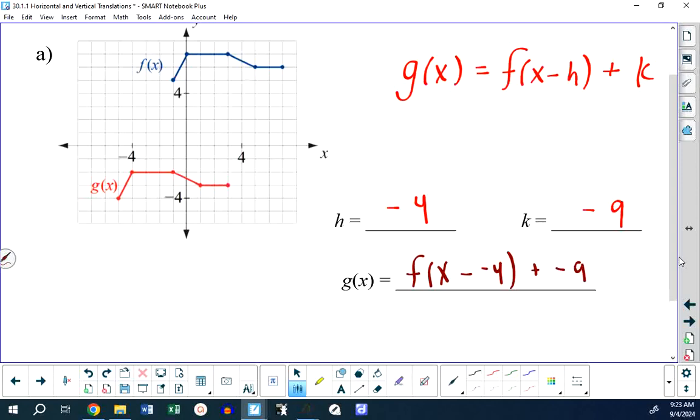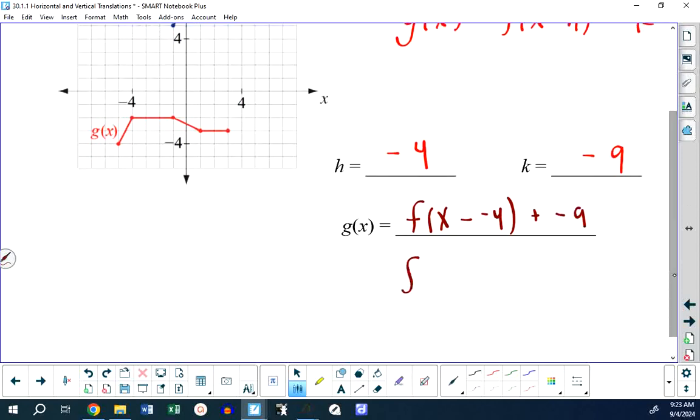Now, this will probably be the only time I'll ever write that. What I would do in instruction is I would say f of x minus -4, and watch what's happening on the screen. That's what I would do. Plus k, I would just say minus 9. So we want to write this. We don't want to write, x minus negative. We just want to write x plus. Still good? Okay.